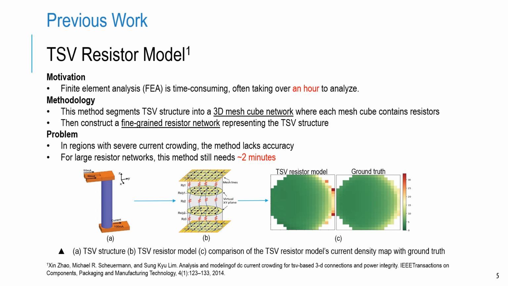the TSV resistor model significantly reduces the simulation time from hours to just a few minutes. However, its accuracy is limited in the regions with severe current crowding. Additionally, despite the speed improvement, the simulation time remains a challenge for large-scale applications.